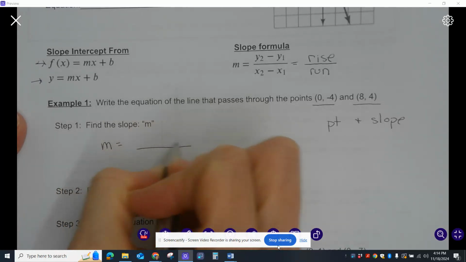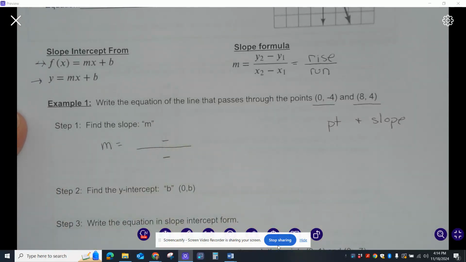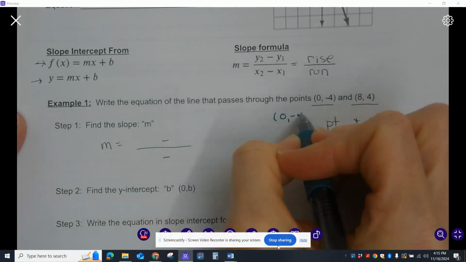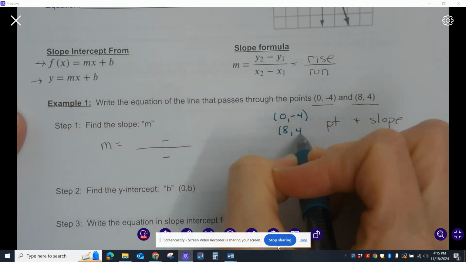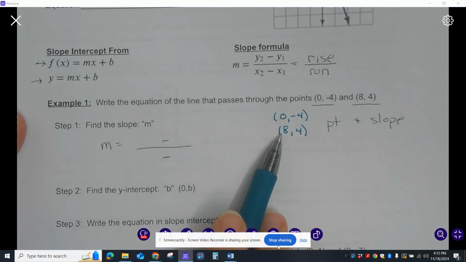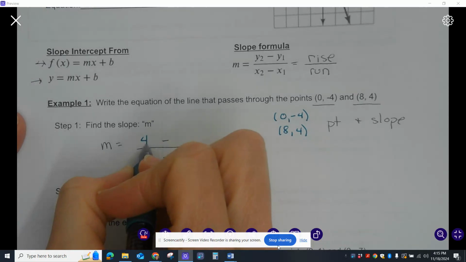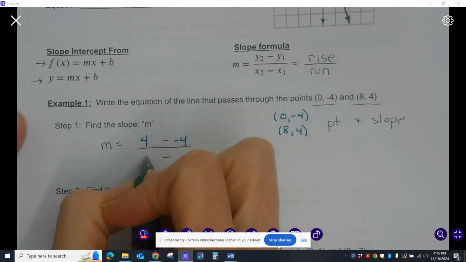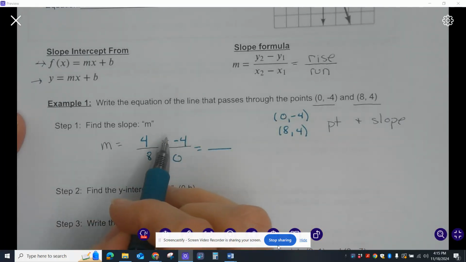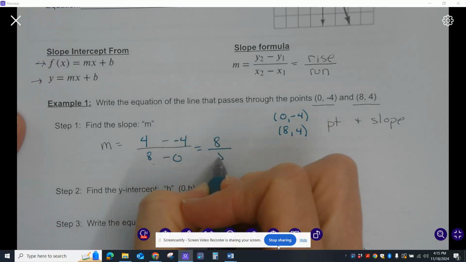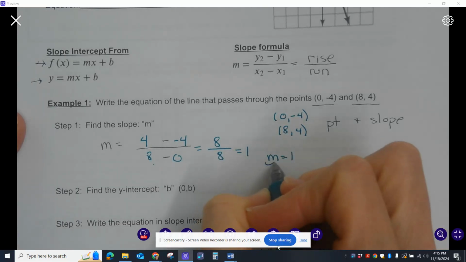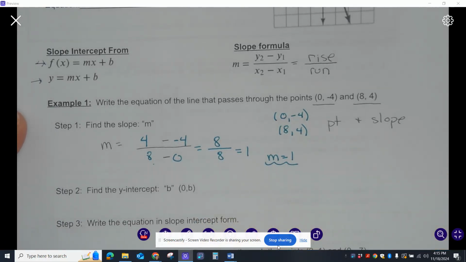So m equals, draw your fraction, put your subtractions on the top and bottom, and then remember, I recommend when you're using the slope formula to write your points on top of each other like this. Then your y's are lined up and your x's are lined up. So my y's are 4 and negative 4. My x's are 8 and 0. Okay, minusing a negative is the same as adding, so this is actually 4 plus 4, which is 8. 8 minus 0 is 8. 8 divided by 8 is 1, so my slope equals 1. So that's important. I'm going to use it later, so I'm going to give it a squiggly underline.